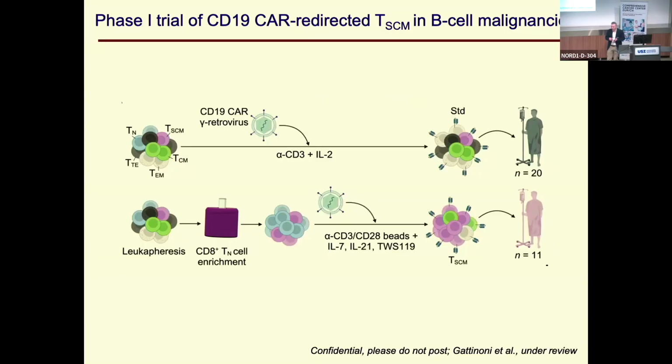the donor of the allogeneic transplant, where the leukapheresis was subjected to naive CD8 T cell isolation by magnetic separation. These naive cells were activated with CD3/CD28 beads plus IL-7, IL-21, and TWS119, which is a GSK3 beta inhibitor that we tested already 15 years ago. And this GSK3 beta inhibitor basically stabilizes beta-catenin, which then goes to the nucleus and helps to transcribe LEF1 and TCF7, which are important for persistence.